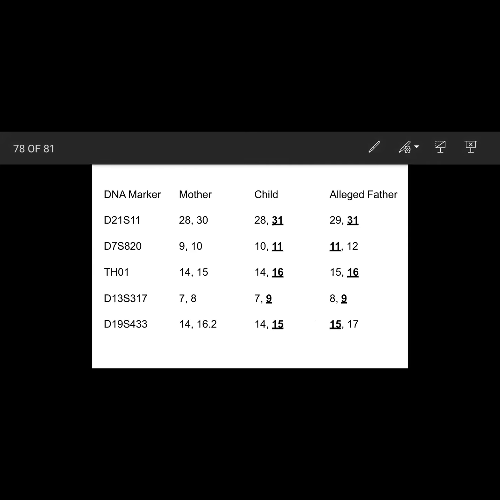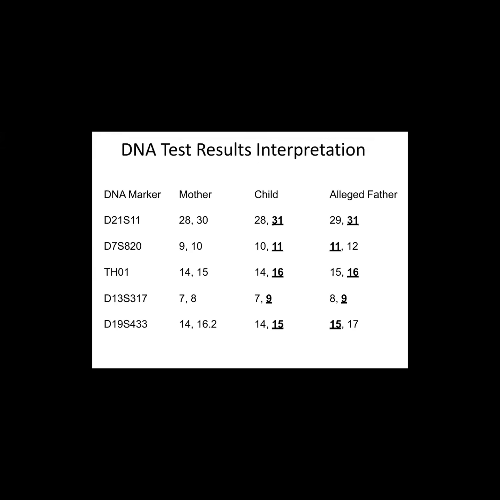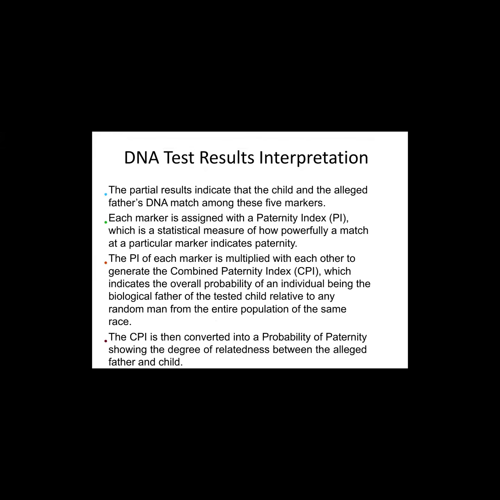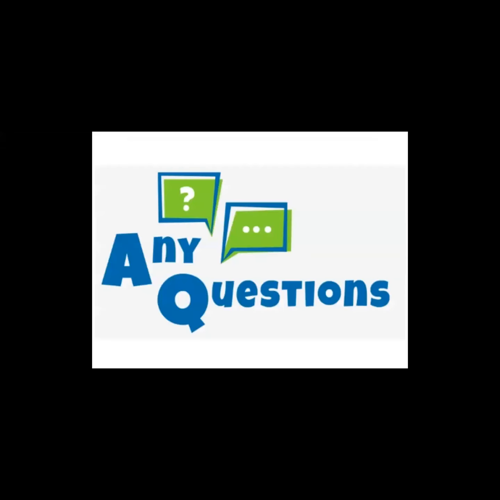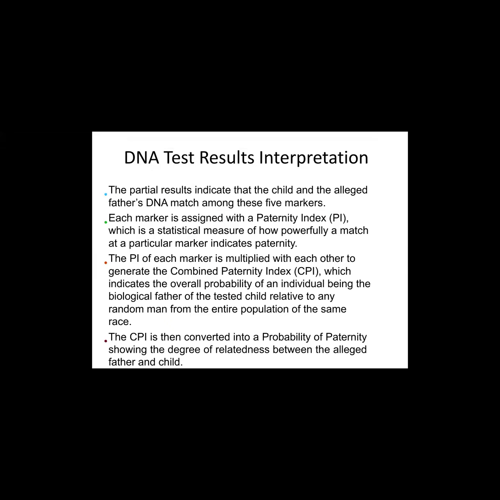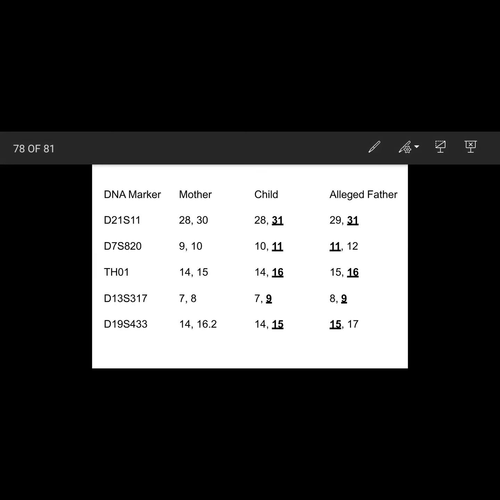The last one is DNA test results interpretation in a detailed form. The CPI is then converted into a probability of paternity, showing the degree of relatedness between the alleged father and child. So that's all from my side.